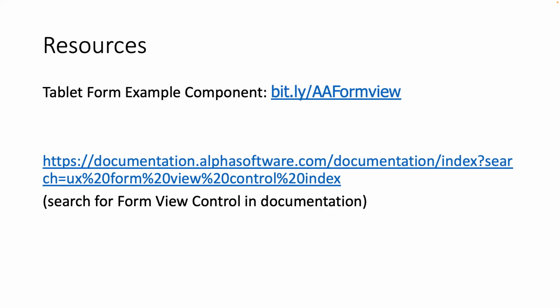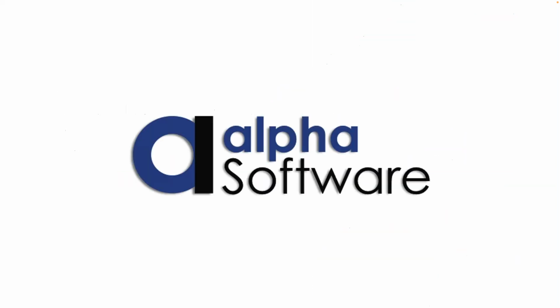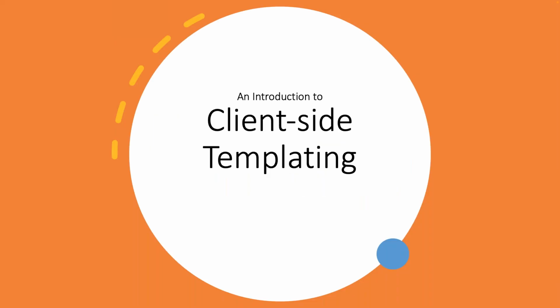But the question that we want to get into is, how do we make these form view controls look good? And the answer is we use a technology that's called client-side templating. Now, client-side templating is used in a few other controls. We'll get into that in a minute, but I'd like to explain quickly how that works.